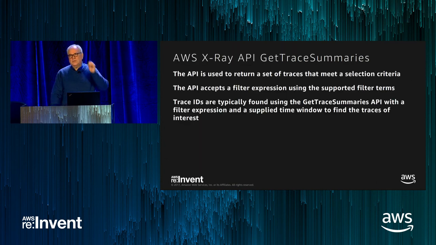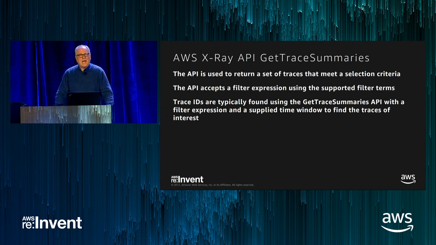So how do we do that second part? Well, here we're going to use a different API. We touched on it earlier, but let's talk about it a little bit more in detail, which is the Get Trace Summaries API. What this does is it allows you to pull back a set of traces that meet the selection criteria. They come back in this digest form. It's a subset of information. Typically, it's things that are searchable or considered to be very important.